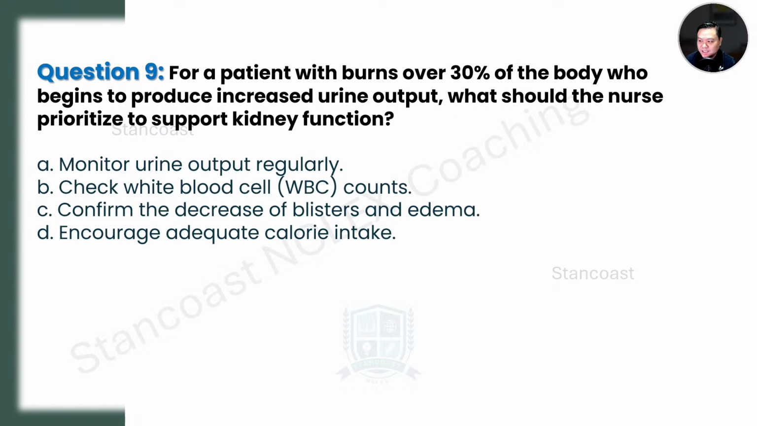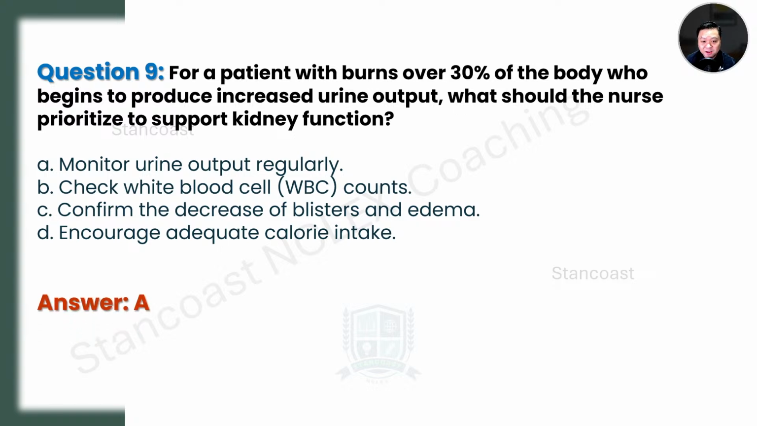Take note of the assessment: begins to produce increased urine output. So what should you prioritize? And we are focusing on the kidney function. Of course, there you have your clue right there. Your answer should be letter A.